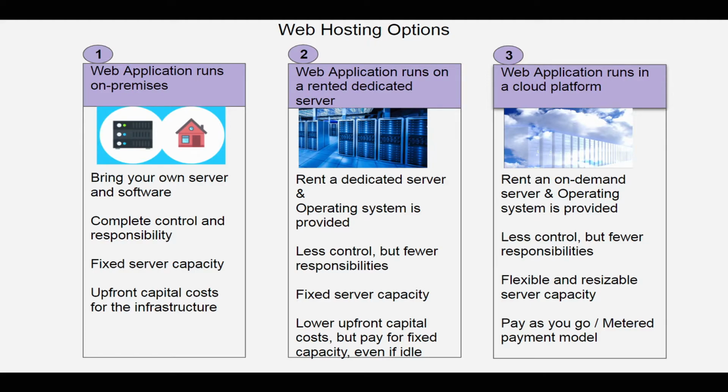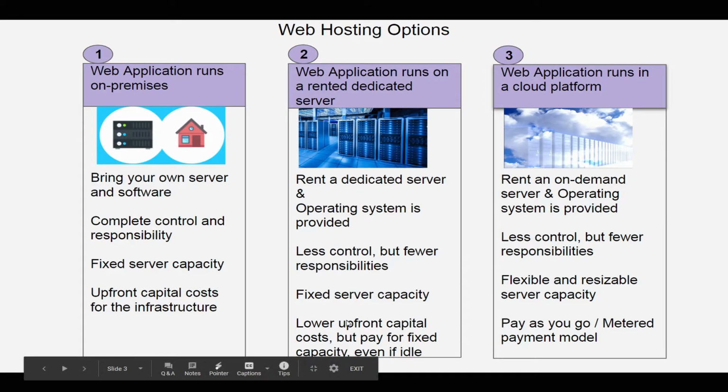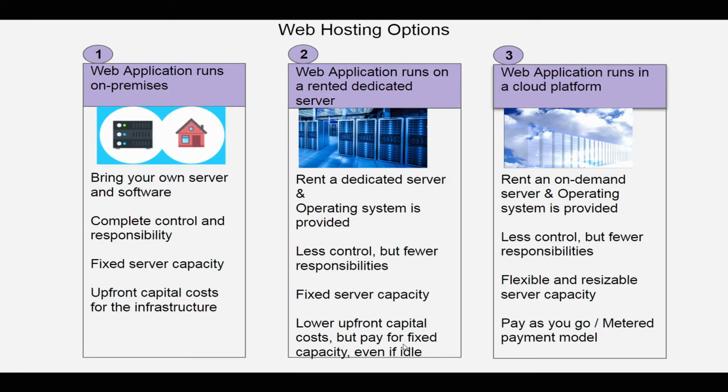All right. So next, here in the second option, you have lower upfront capital costs compared to the first one, because in the second option, you don't buy a server. Instead, here, you just rent a server. All right. But you have to pay for the fixed capacity. So that means you have to pay for the server even if you are not using it. So whether you are using the server or not, you have to pay for that fixed capacity.